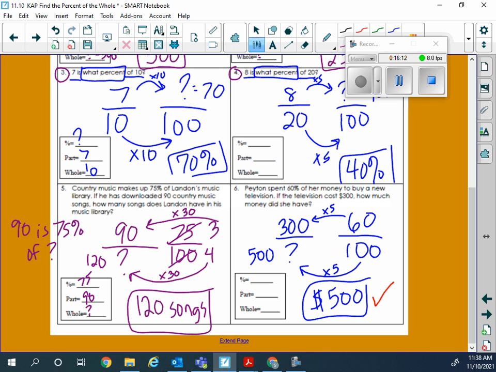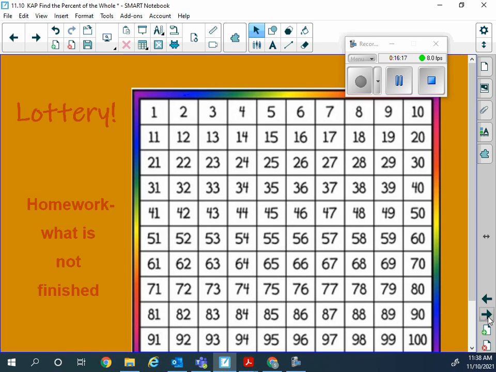Okay, what we're going to do now, we're going to play lottery, which we played before. Your homework is the test review, even though it says what is not finished, we're going to finish it because we have time.